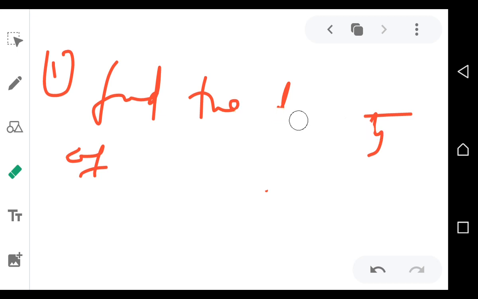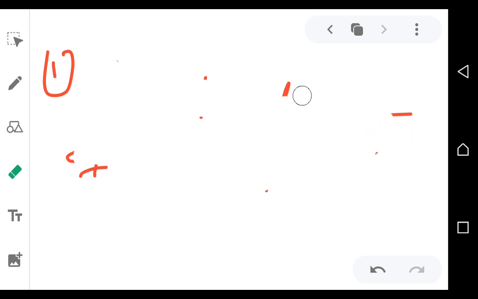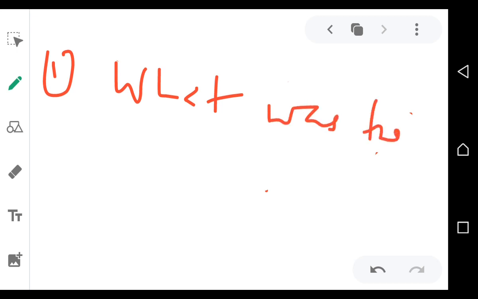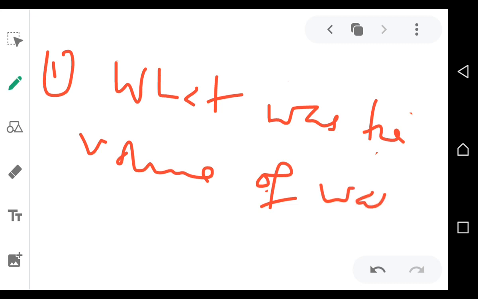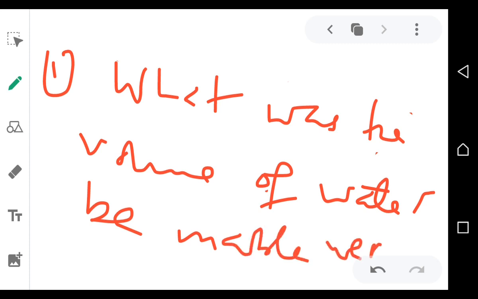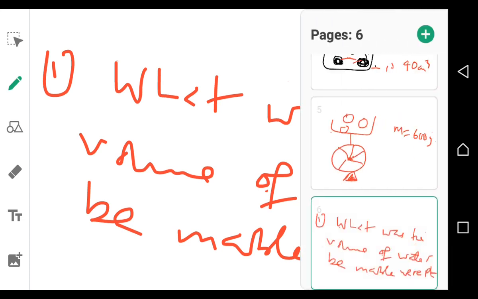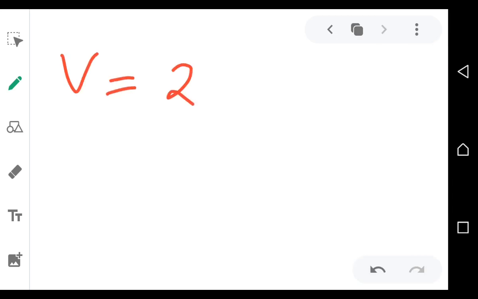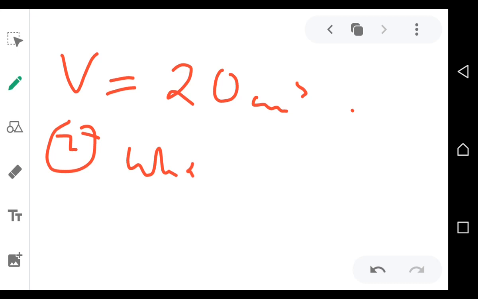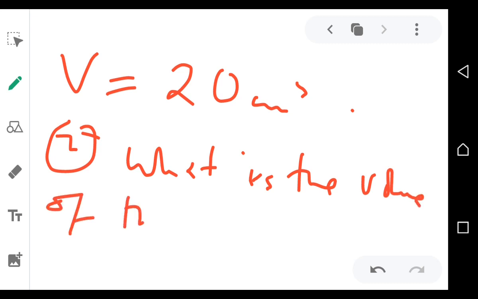Usually the first question that they can ask is, what was the volume of the water before anything was added? They can say, what was the volume of water before the marbles were put? You remember the volume of the water before we put the marbles? The volume was 20. So you write, first question, 20 cubic centimeters. Second question: what is the volume of the marbles?